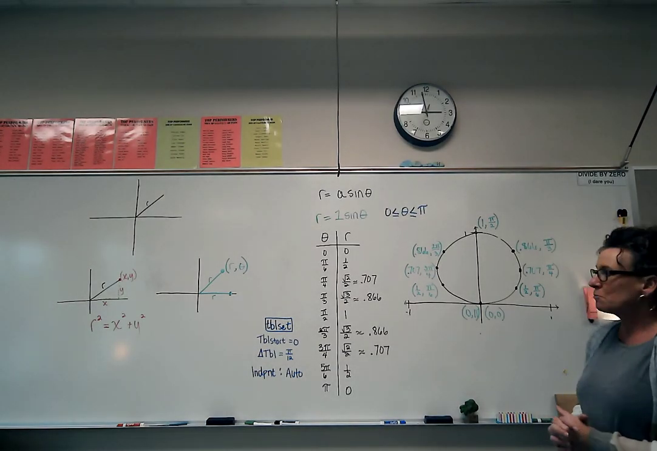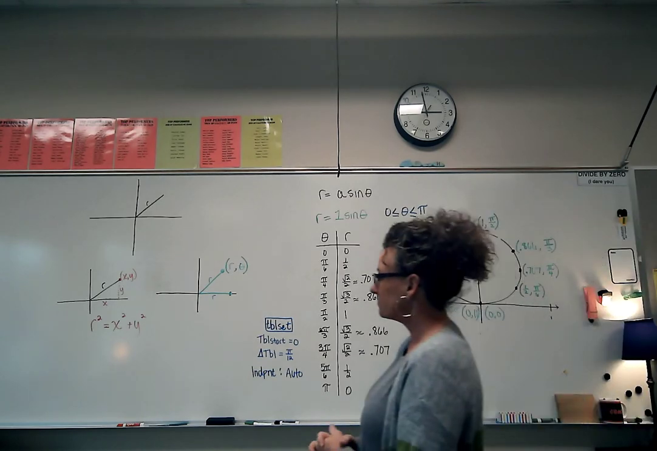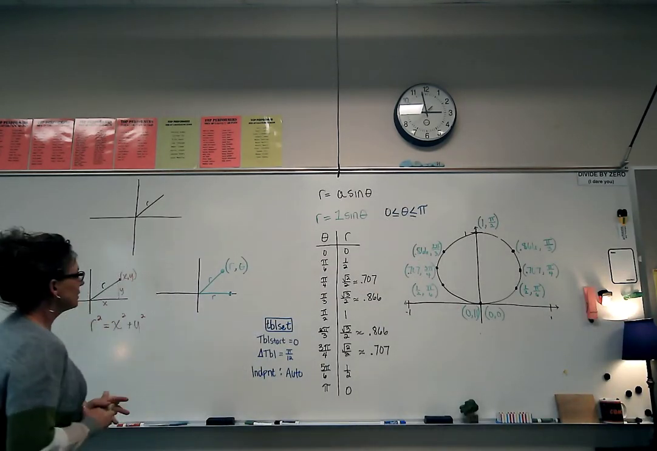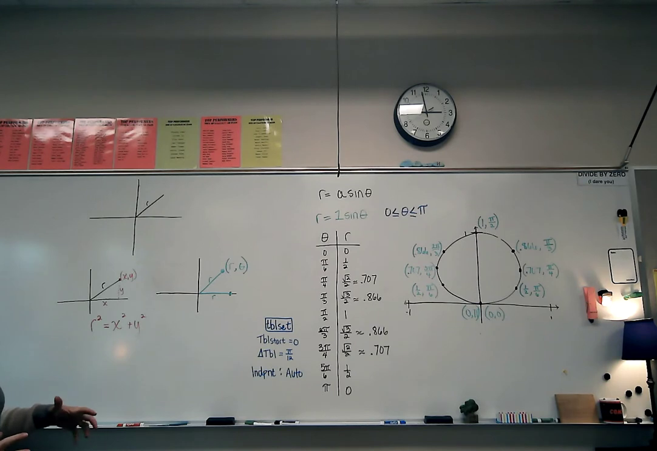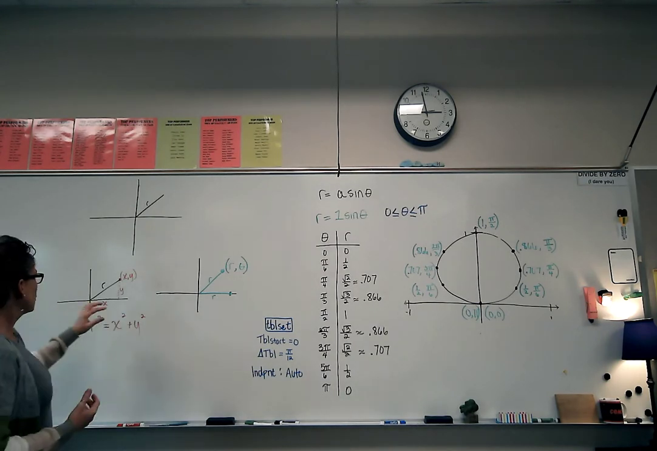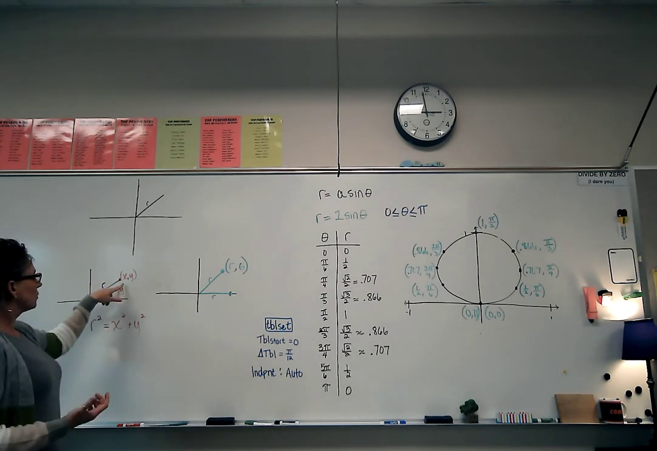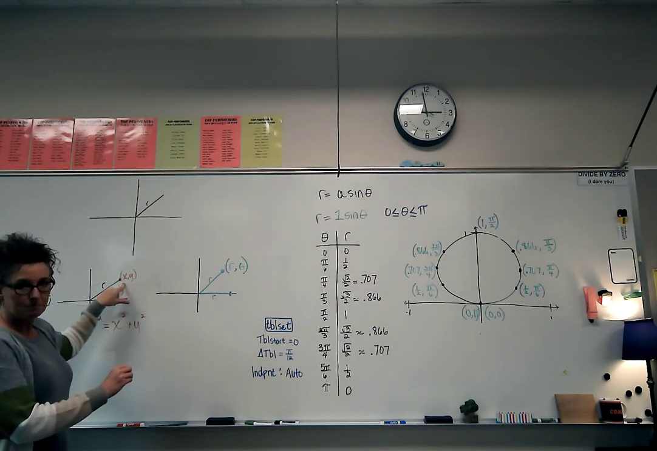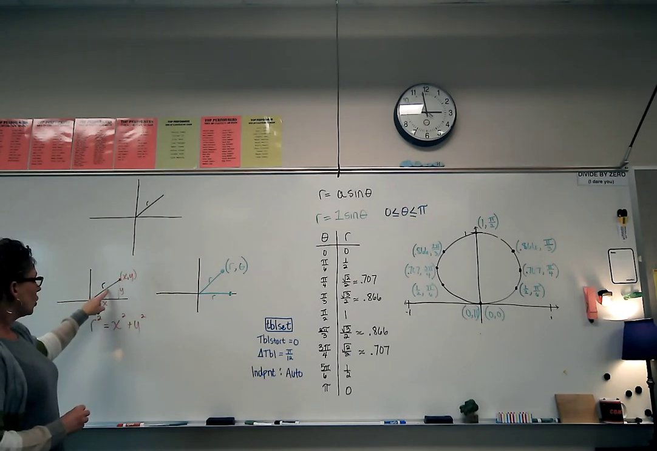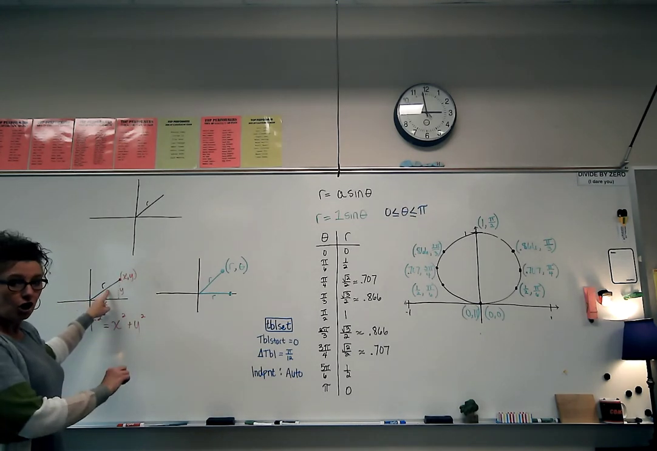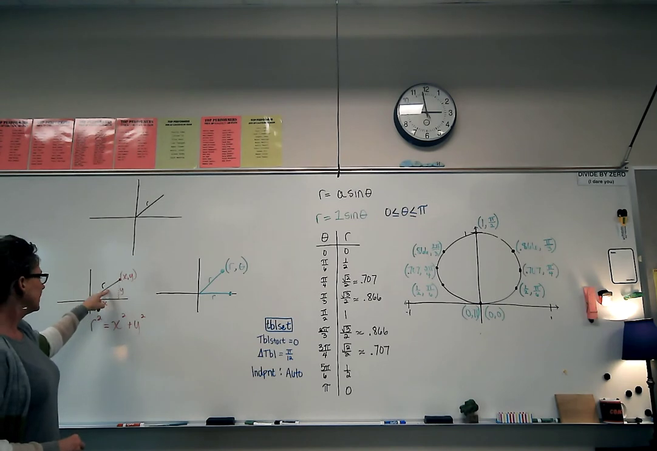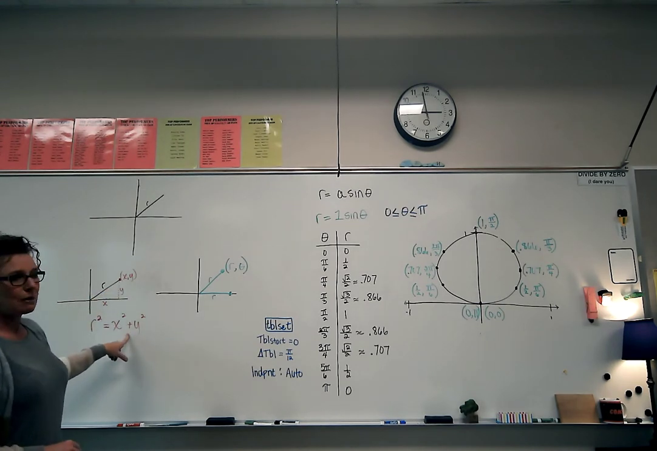Alrighty, hopefully you can see the board well. So I want to kind of revisit polar coordinates and rectangular coordinates and what R is. So when you have rectangular coordinates, you've got an X value and a Y value to create an ordered pair. We often call the hypotenuse R, and we find R by doing the Pythagorean theorem.